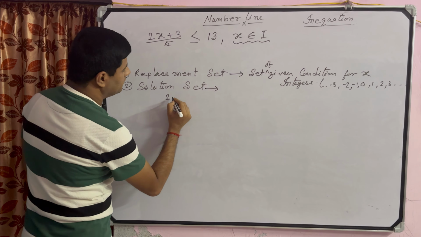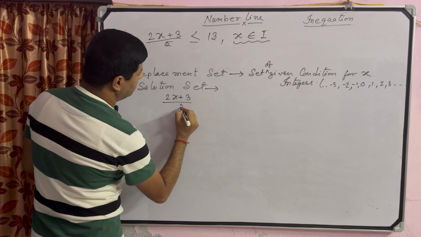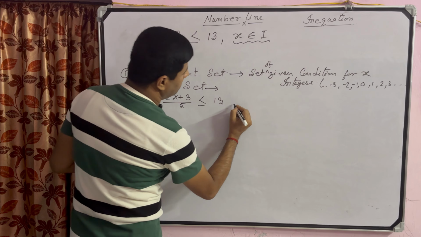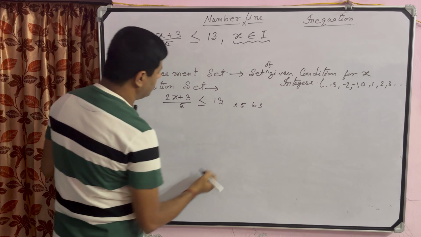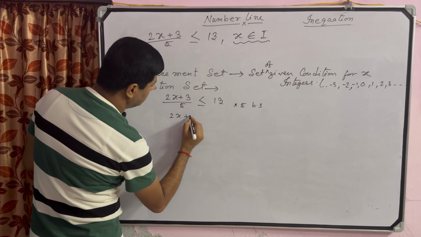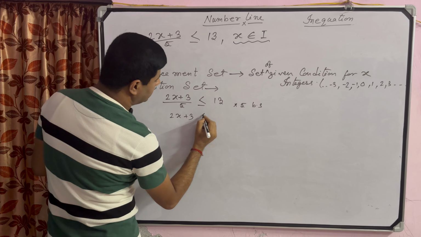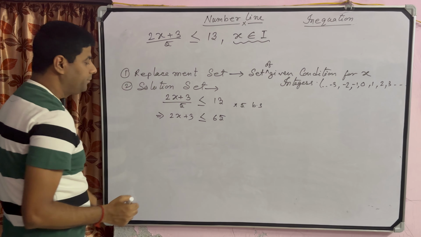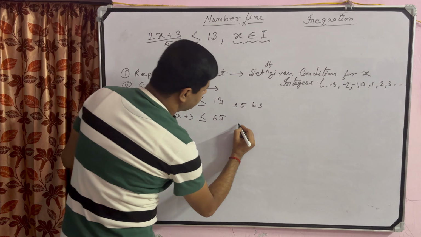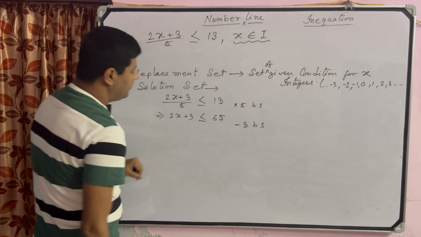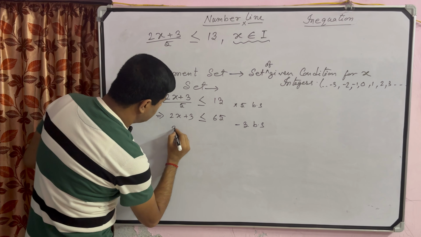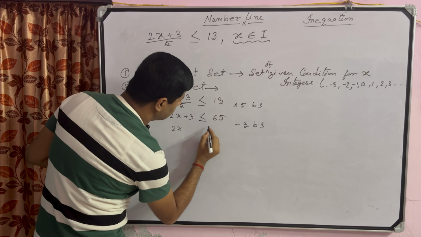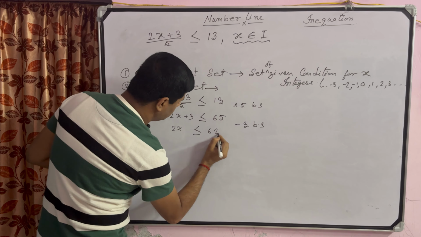So I'm copying the question. 2x plus 3 by 5 is less than equals to 13. So what I will do, I will remove this 5. How? By multiplying 5 both sides. What will happen? It will become 2x plus 3, because this 5 will cancel with this 5, and this will be 13 into 5. So it will be 65, because I'm multiplying by 5 both sides. Next I need to remove this 3. So I will subtract 3 both sides. So this 3 will cancel with this 3, and 65 minus 3, it will become 62.